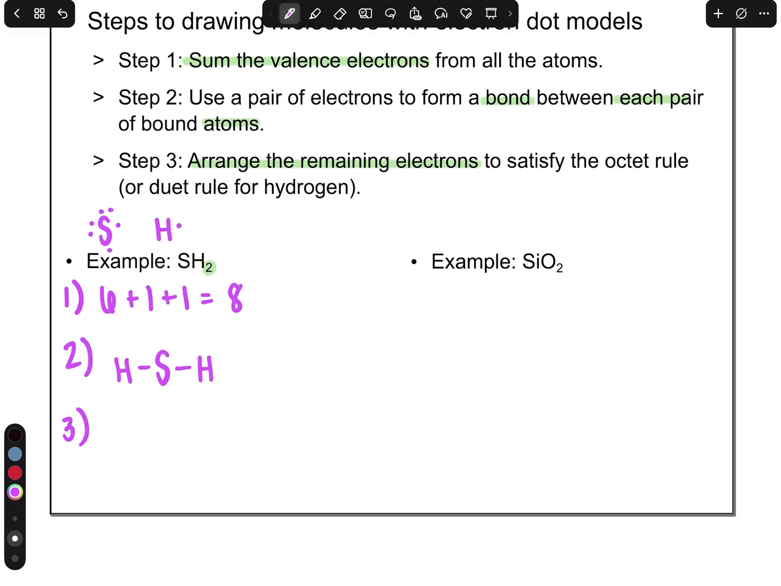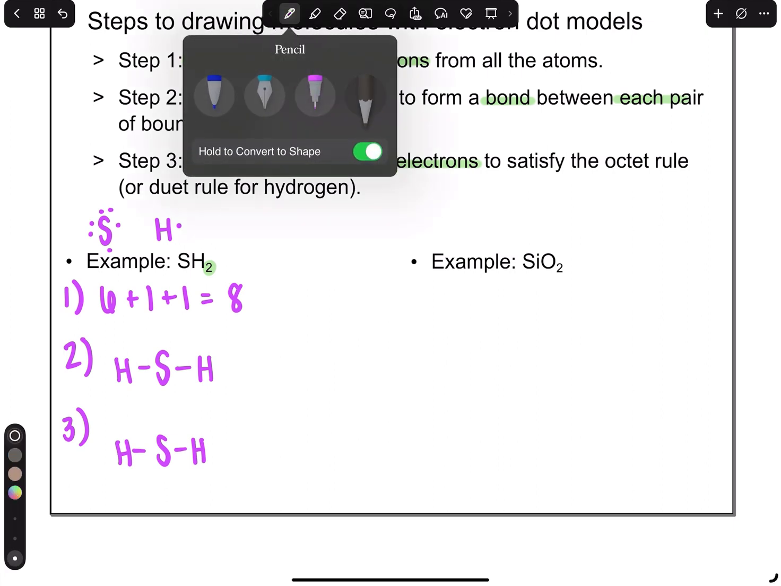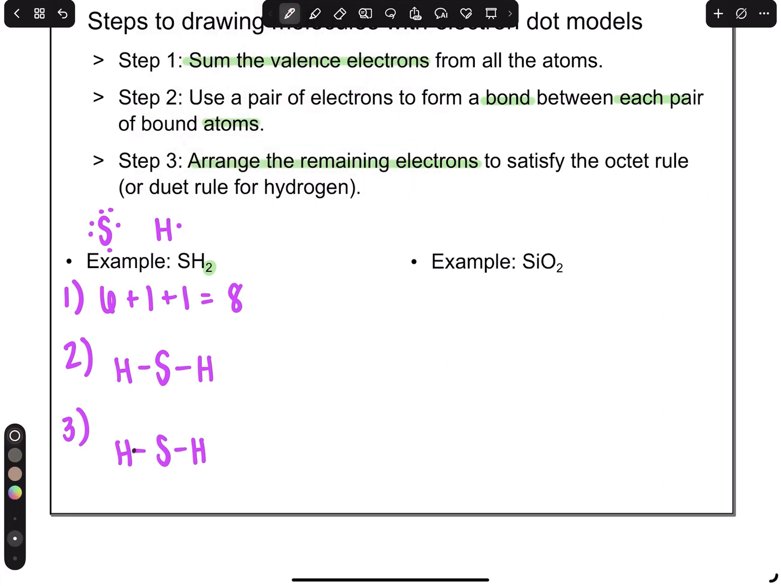So let's get started. I'm going to redraw my drawing from step 2, and I'm going to figure out how many electrons I've drawn so far. So far, each bond represents 2 electrons. So I've drawn 2, 4. I have to get to a total of 8, so I'm going to keep going. 2, 4, 6, 8 is my total. So I've drawn my total number of valence electrons.